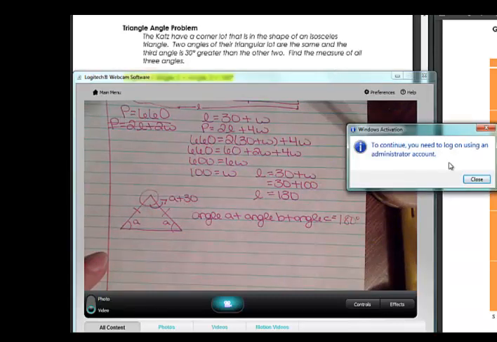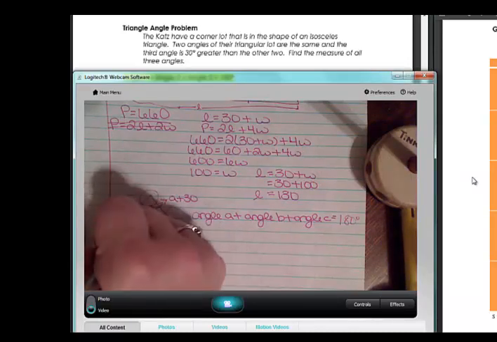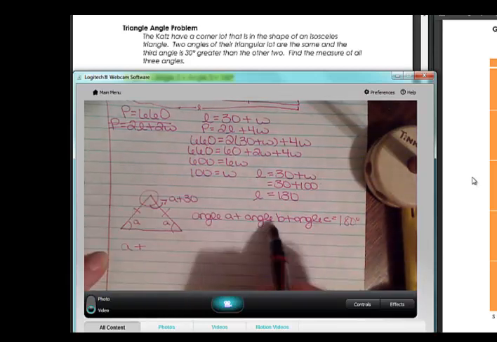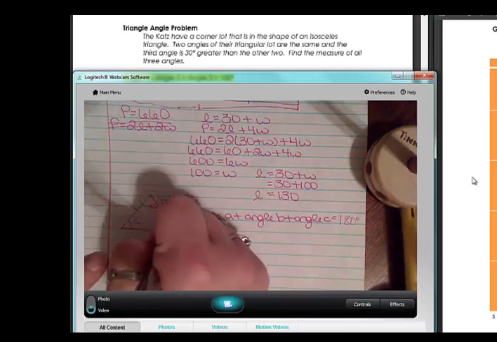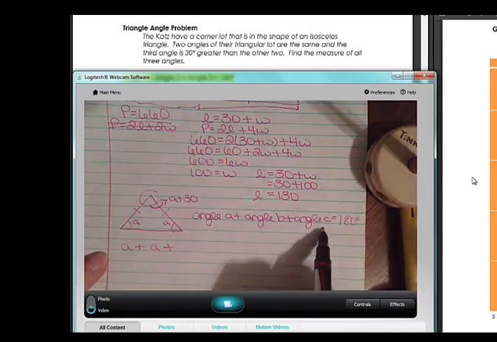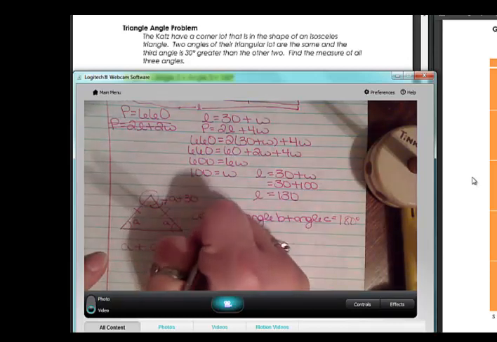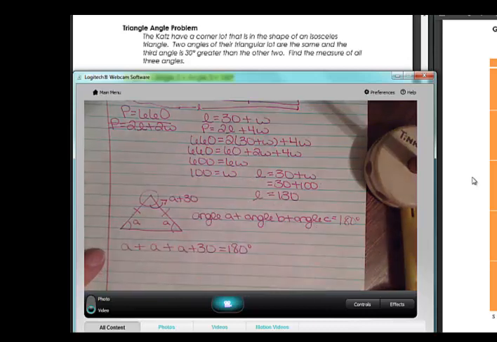Sorry about that. So the reason why we did that is because now we have the measure of angle A plus the measure of angle B, which we said was A, plus the last and third angle, which we said is A plus 30. And all of that equals 180 degrees. So now we just need to solve this to find our 3 angles.